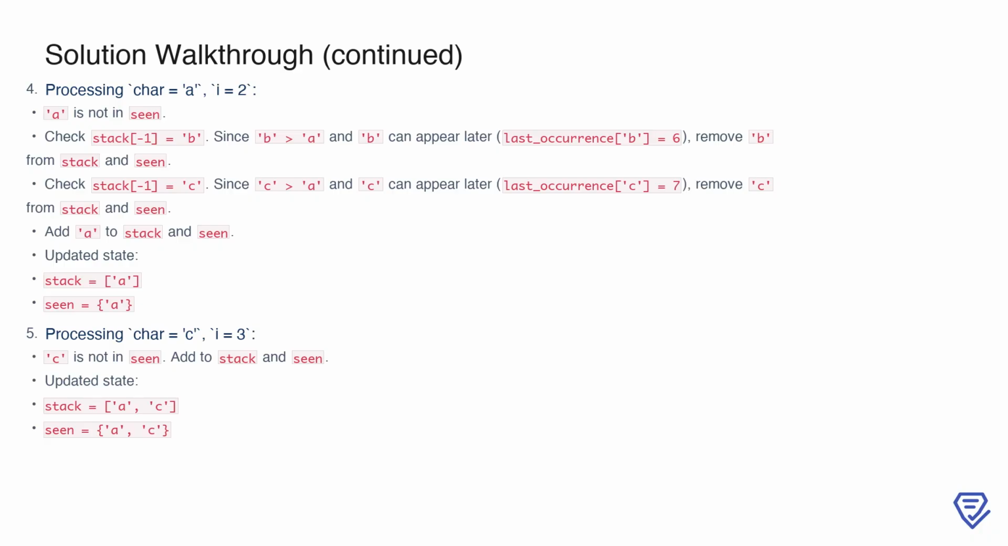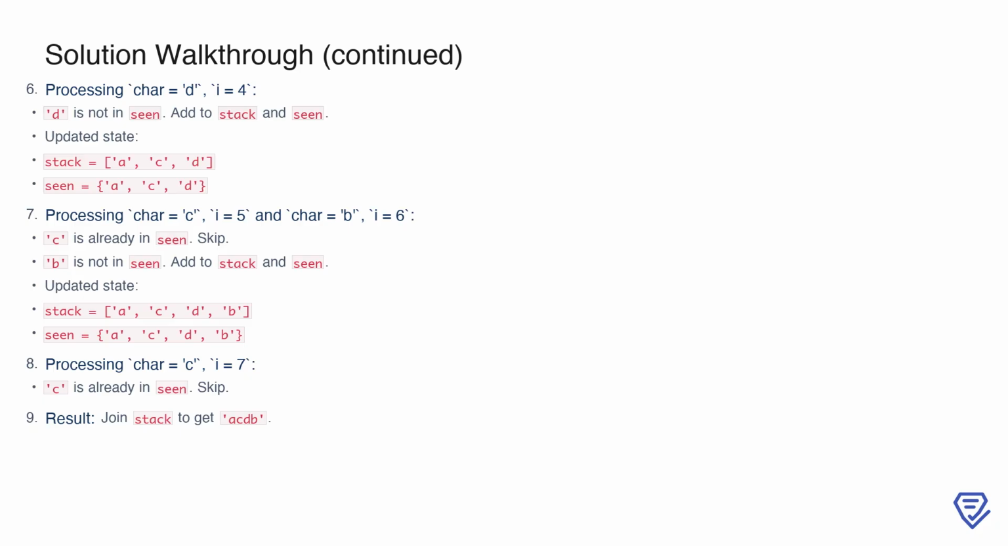At index 3, the character is c. Since c is not in seen, we add it to the stack and seen. The state updates to stack equals a, c and seen equals a, c. At index 4, the character is d. Since d is not in seen, we add it to both the stack and seen. The updated state is stack equals a, c, d, and seen equals a, c, d. At index 5, the character is c. Since c is already in seen, we skip it.